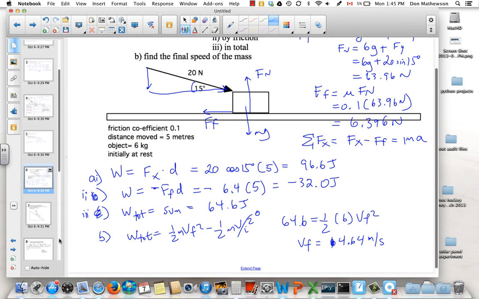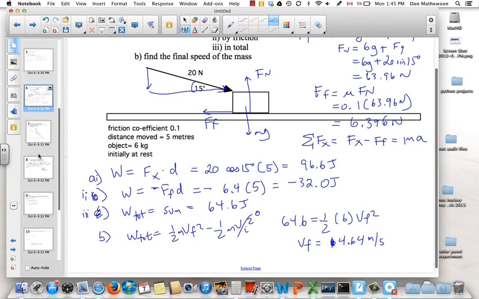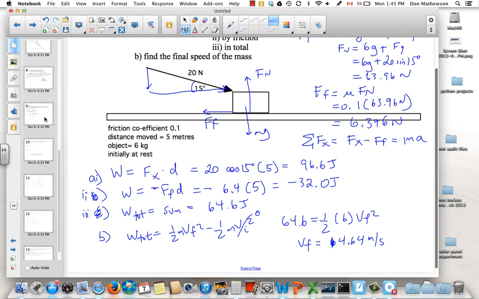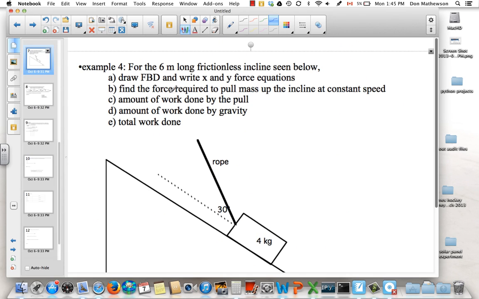All right, so another problem for you to try. So once again, pause the video, draw the force diagram, and write the force equations. Then find the force in the rope. You need to pull the mass up an incline at constant speed. That's important. And then find the work done by the various forces, the pulling force, gravity, and then the total work done. When you're done, play the video, compare your answer with mine.